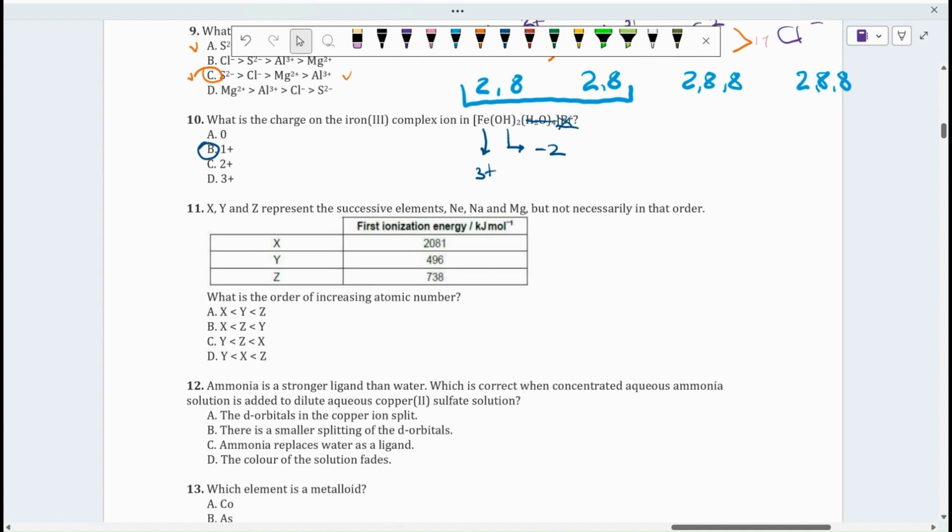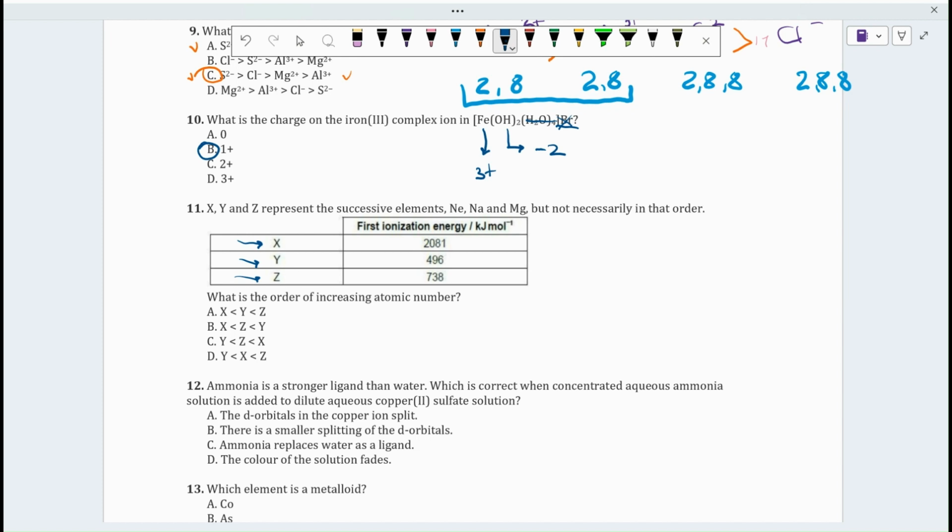Number 11. So let's start off by thinking about what first ionization energy is. What's the definition there? The energy required to remove the outermost electron. Okay? That's not the textbook definition. Make sure you know that one as well. But just thinking about the concept, how much energy do we need to remove the outermost electron? So we have neon, sodium, and magnesium. We need to first match them to their respective letters.